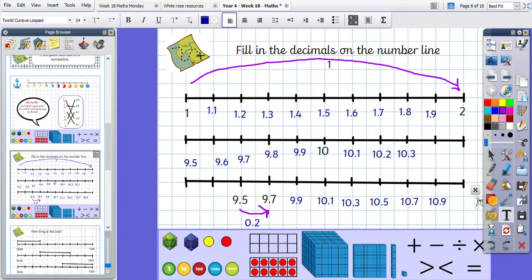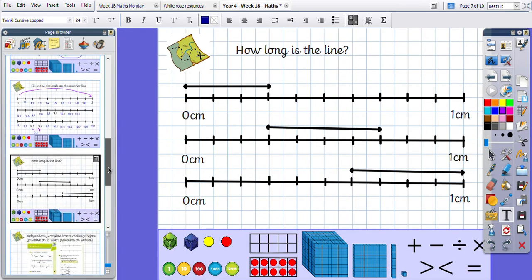And remembering that to work out the numbers to the left, we would have to take away because the number is descending this way. So ascending to the right, getting bigger, descending to the left, getting smaller. So 9.5 take away 0.2 would be 9.3. 9.3 take away 0.2 would be 9.1. Well done if you got those correct.